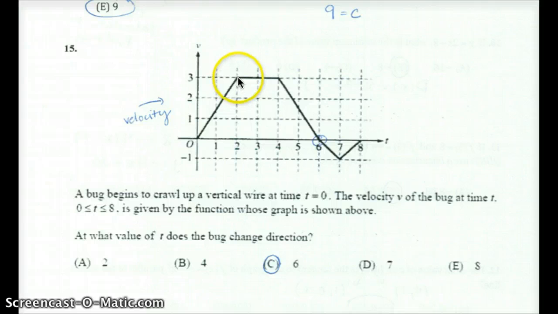So at this point right here, the bug starts to slow down because the velocity goes from increasing to decreasing. And at this point, the bug starts to speed up because the velocity goes from decreasing to increasing. That's it. Go ahead and create your examples.